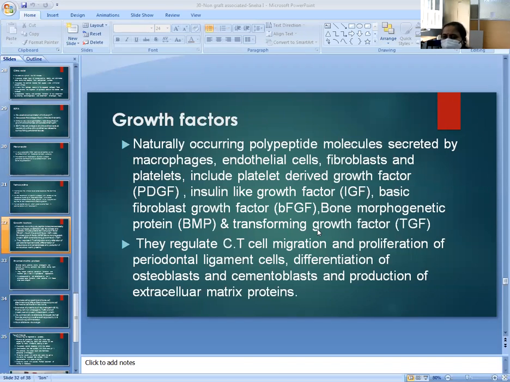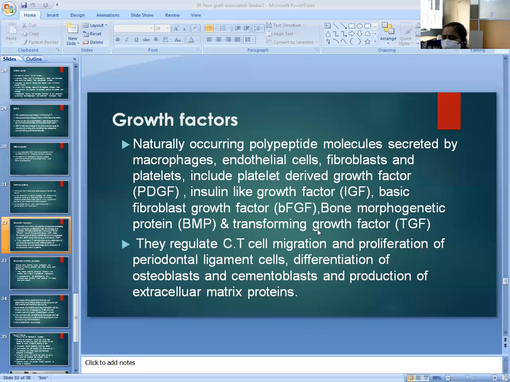Again I repeat for you people that regenerative surgical procedures are of two types. First is the non-bone graft associated technique. Second is the bone graft associated technique. The bone graft associated technique we will discuss separately as a chapter. For today, we are going to discuss the non-bone graft associated technique. In the non-bone graft associated technique, first is what?